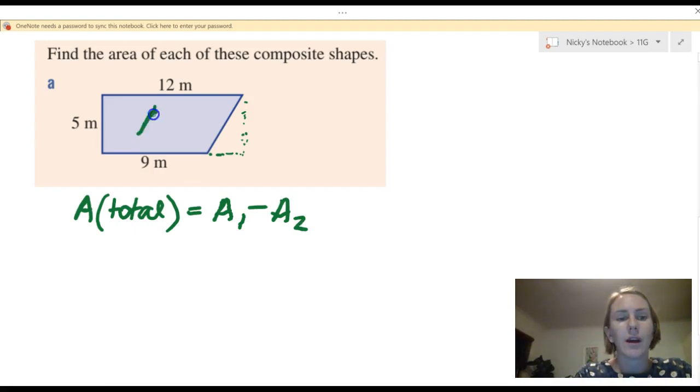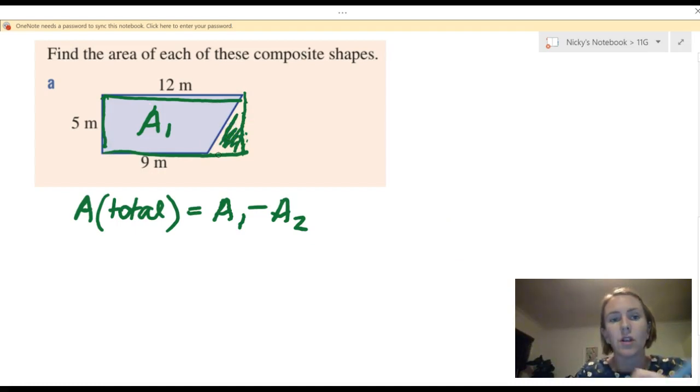So I'm going to write A1 right here in the middle, and when I say A1 for this shape, I actually mean all of this, including this little section here. So it's a rectangle. Here's one of those examples where they've got lots of measurements on there. You've got to make sure you choose the right one.